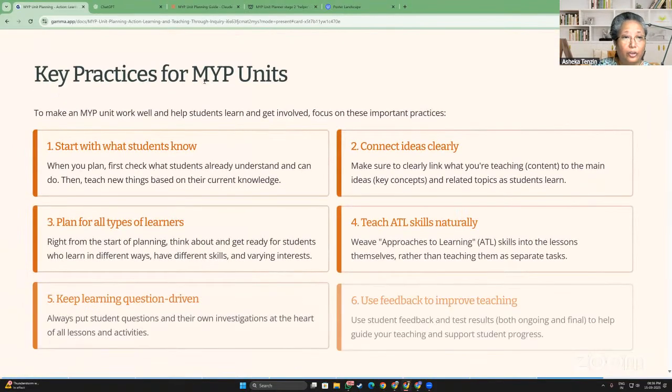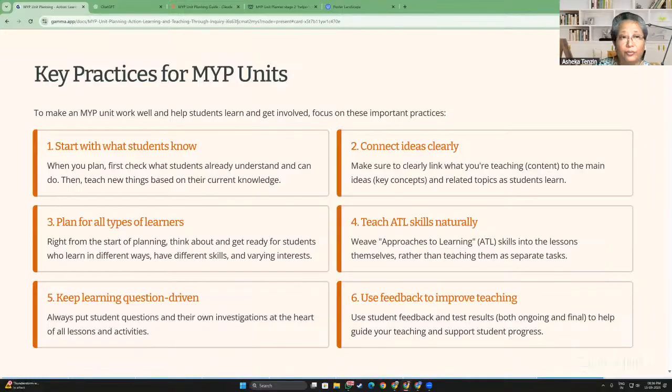Next. What are the key practices for an MYP unit? When I'm going to plan the action part of the unit, what should I do? You start with what students know. You connect ideas clearly. Make sure that you link the content to the main ideas, the key concept. And link your inquiry to the statement of inquiry. What are they learning, linked to the statement of inquiry? Plan for all types of learners. This is differentiation.